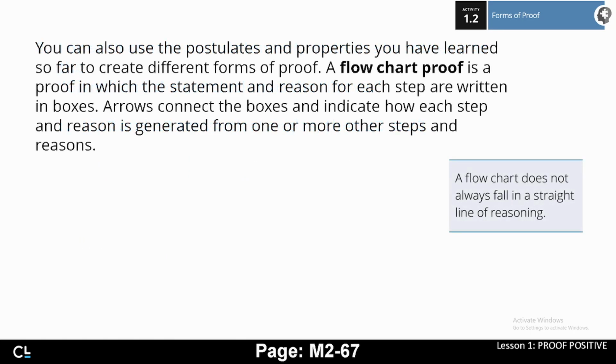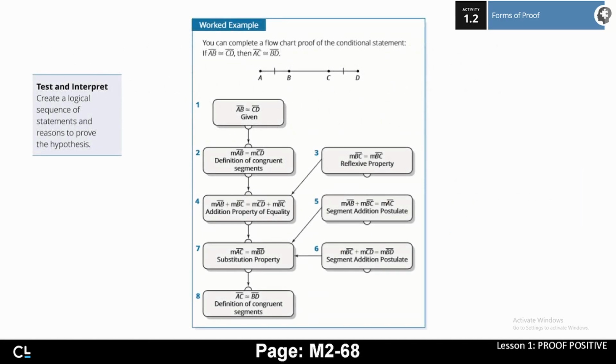One way we organize it is called a flowchart. A flowchart proof is a proof in which the statement and reason for each step are written in boxes, and then we use arrows to connect the boxes and indicate how each step and reason is generated from one another, right? So here is an example of a flowchart proof, and I'm going to read through it and explain all the reasoning, right?